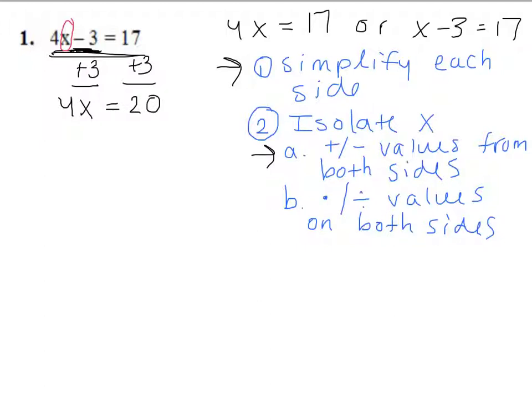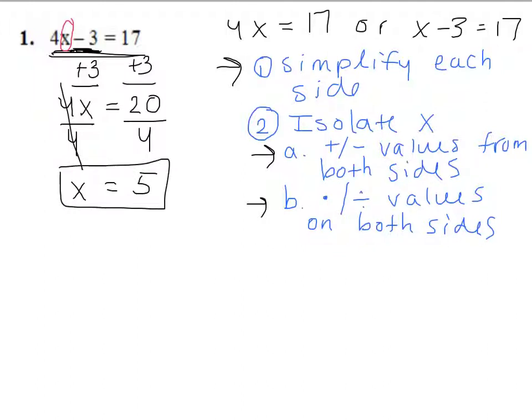The next part of isolating x is to divide or multiply values on both sides. So here we want to get x by itself, so we're going to divide 4x by 4. So we also have to divide 20 by 4. These will cancel out on the left side, so you get x equals 20 divided by 4, which is 5. And your final answer is x equals 5.